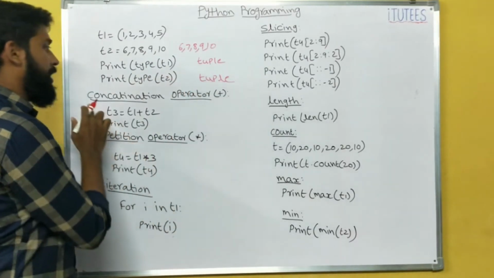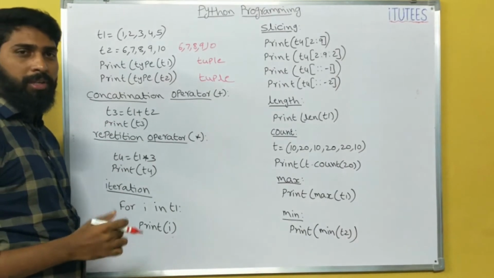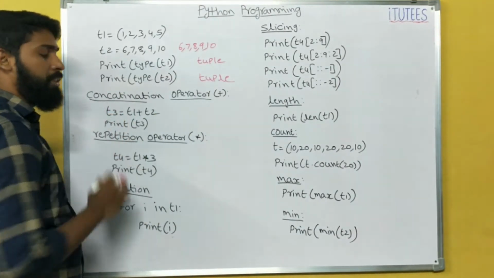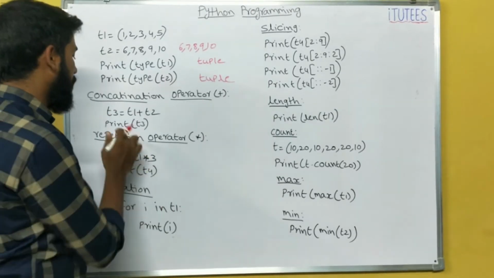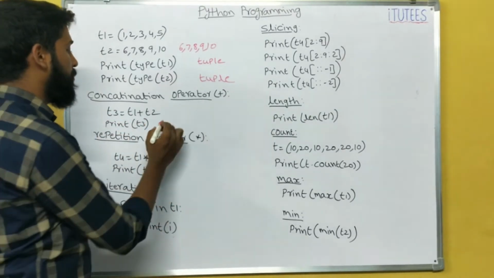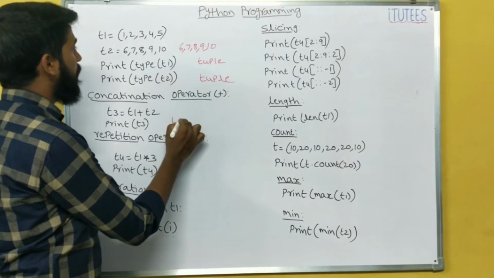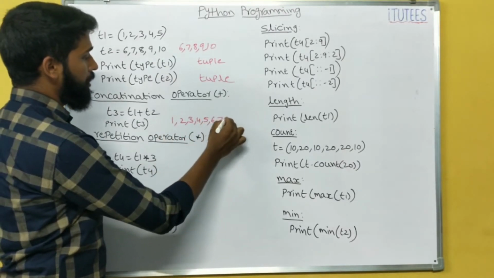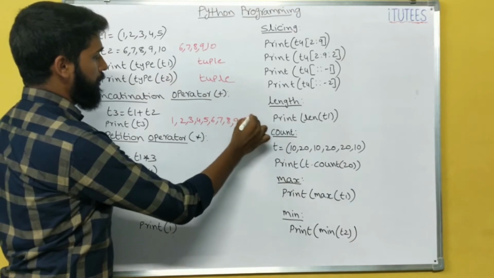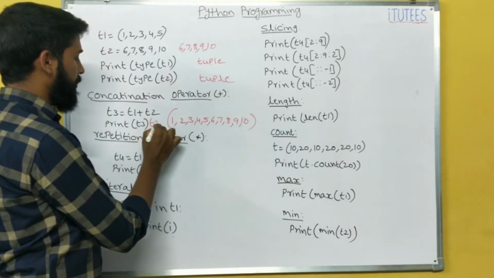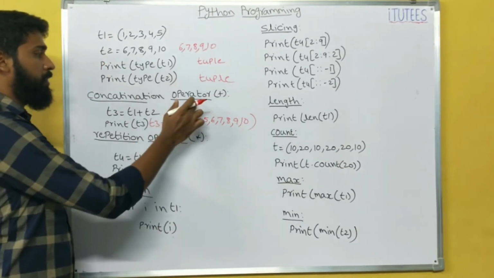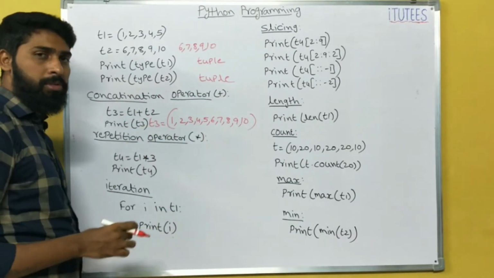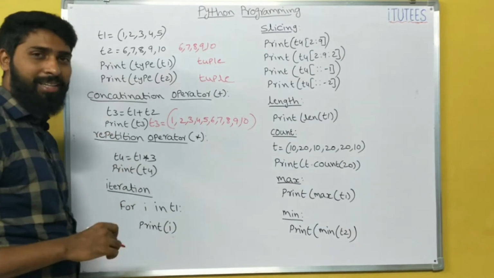Now we can see the concatenation operator. Concatenation is nothing but adding these two. For example, I am taking t3 equals t1 plus t2. Print t3. What is the output? It returns 1, 2, 3, 4, 5, 7, 9, 10. This is t3. What is the purpose of the concatenation operator? It combines two tuples and stores the result in t3.